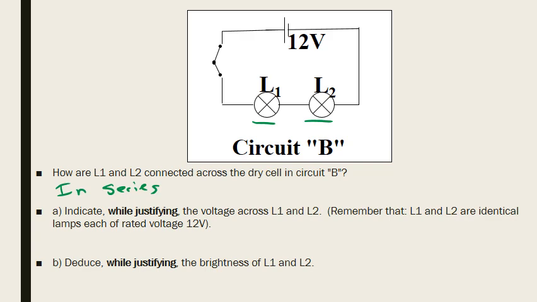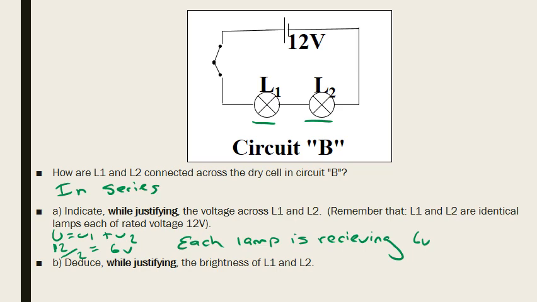Remember that L1 and L2 are identical lamps, each rated 12 volts. So U equals U1 plus U2, they are identical, so it's 12 divided by 2, so 6 volts. So each lamp has 6 volts. Each lamp is receiving 6 volts. Deduce while justifying the brightness of L1 and L2.